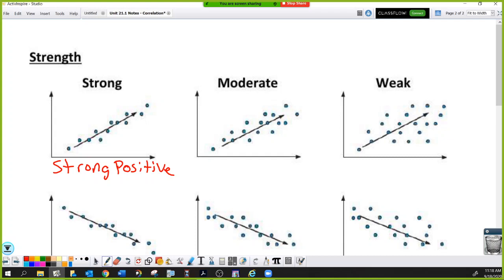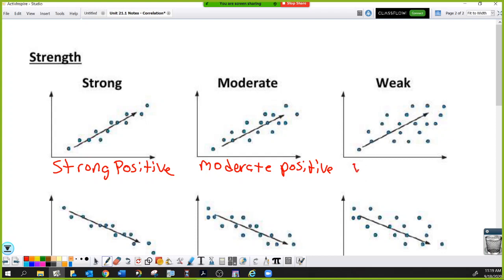Now the next one, the dots do kind of still go up and to the right, but when you draw that line of fit through there, they deviate further from the line of fit. These dots are more spread out. So we would say that this is a moderate positive correlation. And the last one, the dots are extremely spread out, but technology would still say they're kind of up and to the right. So we'd say that it is a weak positive correlation.